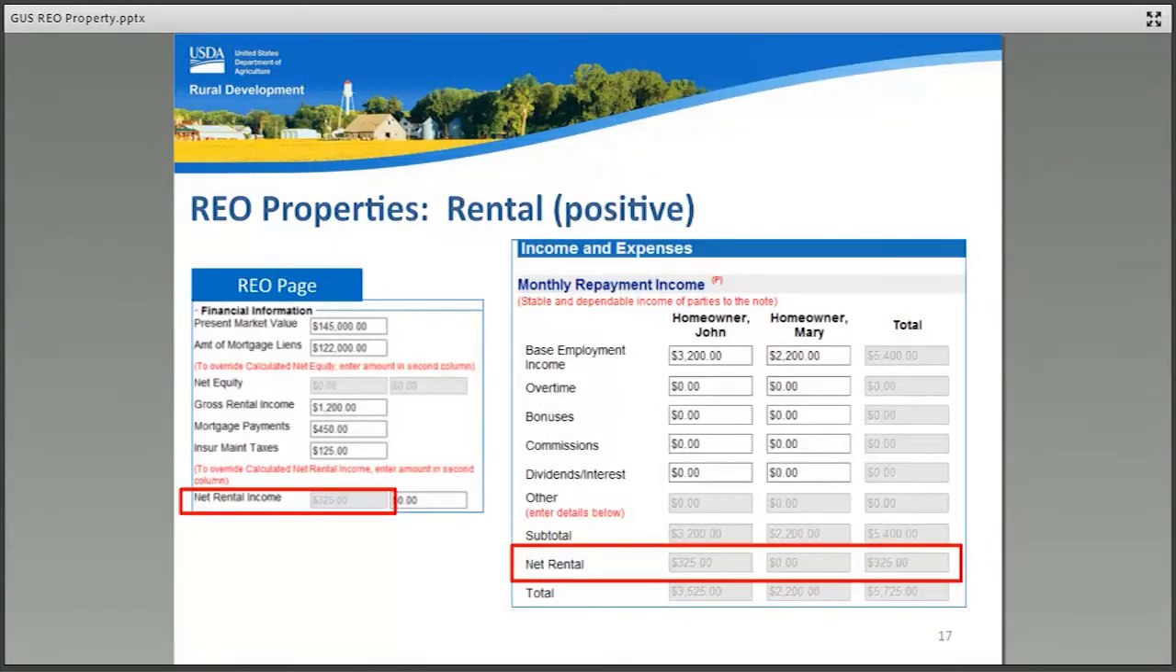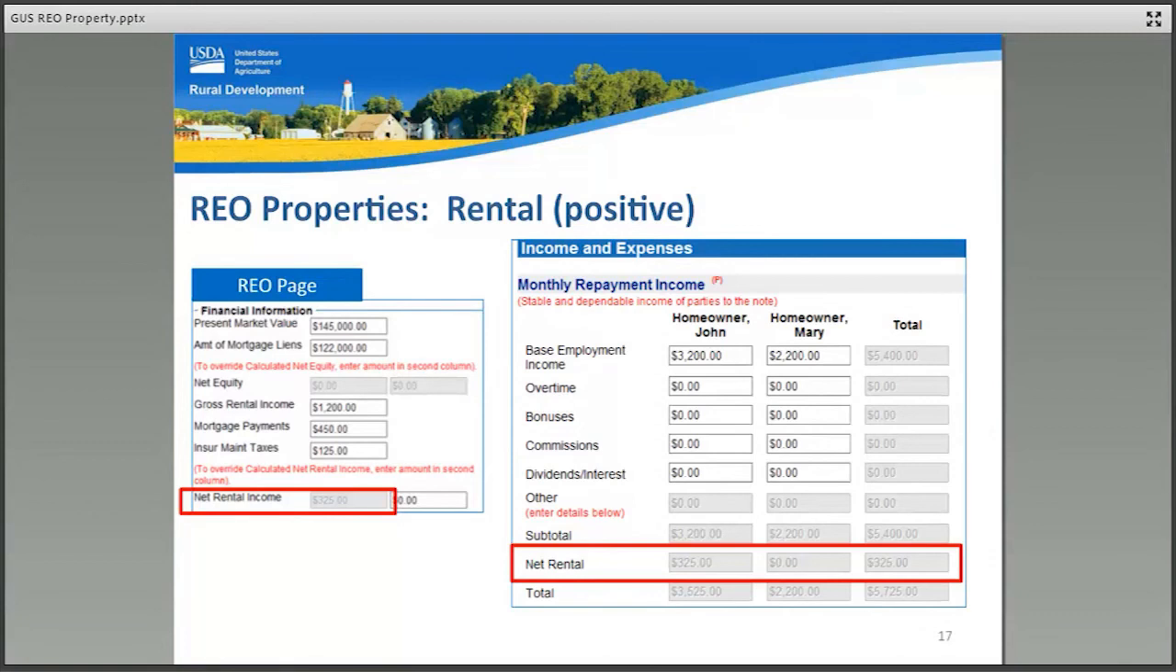The net rental income calculated on the REO Properties application page was $325. The user did not enter an alternative amount in the second data field for GUS to consider for the application. GUS will automatically add positive rental income to the net rental data field on the Income and Expenses application page. Negative rental income will be added to the monthly liabilities prior to ratio calculations.